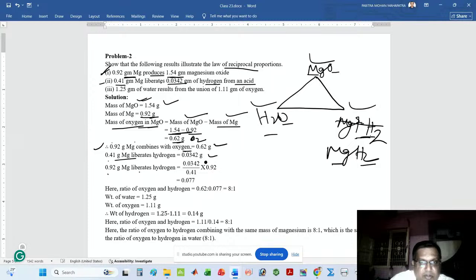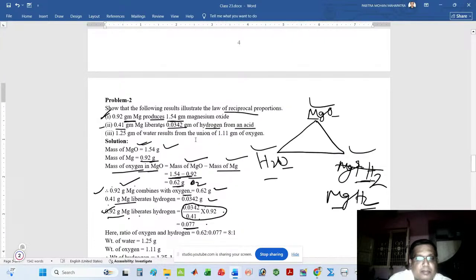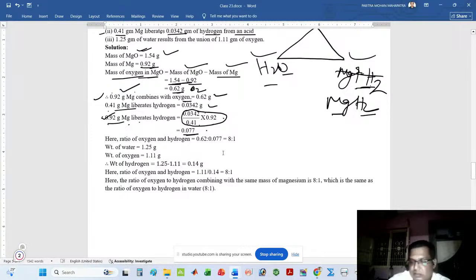0.0342 divided by 0.41 into 0.92. If you solve this, then you will get the value like this, 0.07. This is the amount of hydrogen which is liberated by using 0.92 gram of magnesium. Look at that, here 0.92 gram of magnesium, here also 0.92 gram of magnesium. If you think about experiment two, look at that, here 0.41 gram of magnesium is used. You can also solve the problem by comparing to one part, 100 parts like this. That means I am talking about like this.